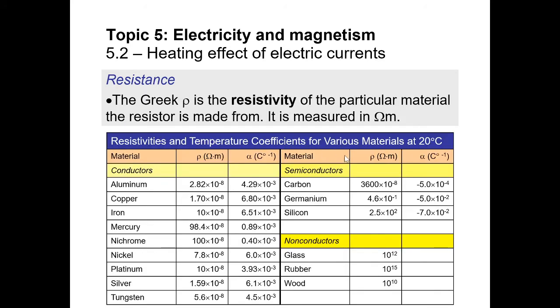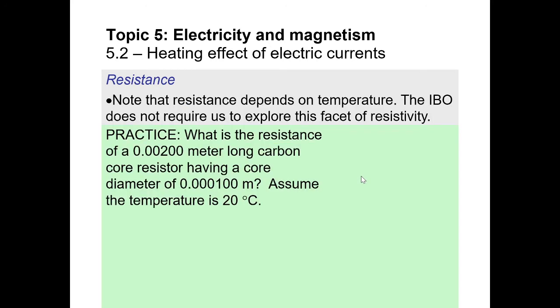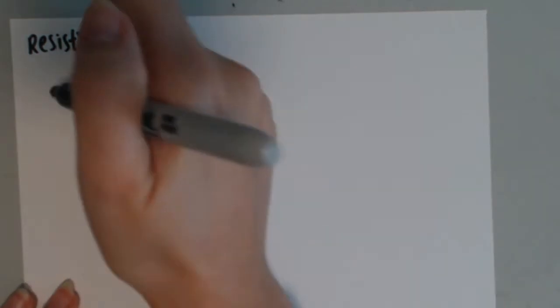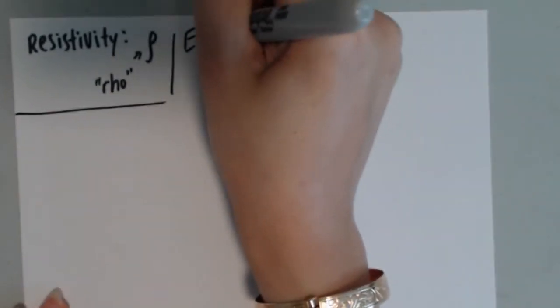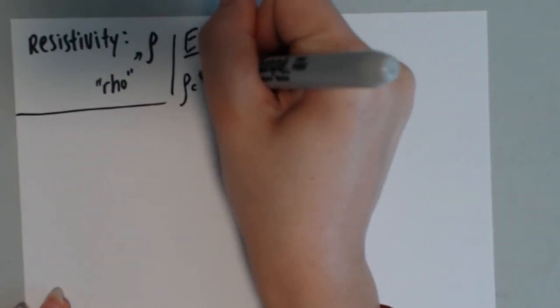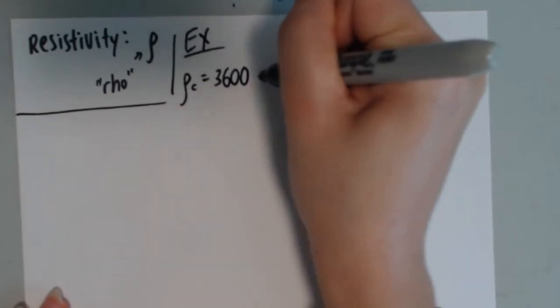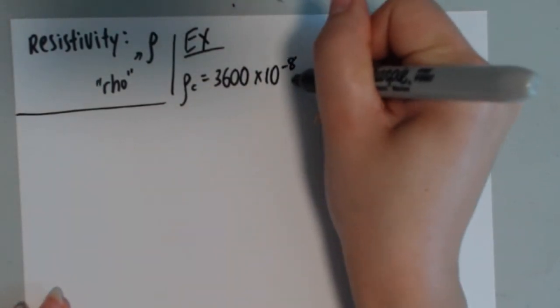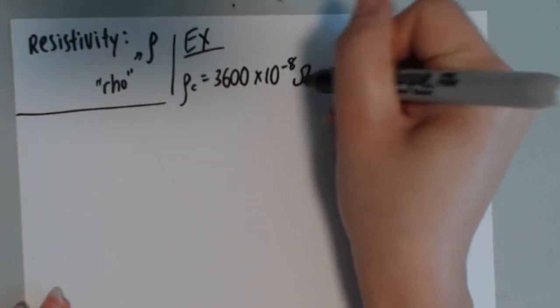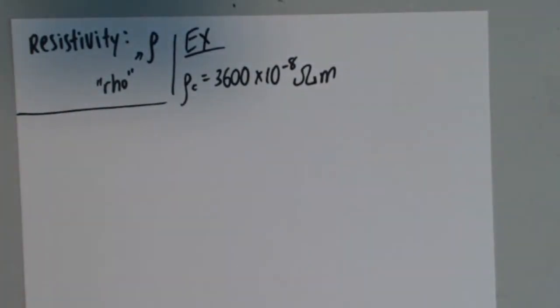So I'm just going to pop back over here for a second. Resistivity of carbon, it's here under semiconductor. It's 3,600 times 10 to the minus 8 ohm meters. Before I forget that, I'm going to switch over here to my page and write that down. So the resistivity of carbon is 3,600 times 10 to the minus 8 ohm meters. Sometimes I put those little ticks on the end, sometimes I don't. It's really up to you.